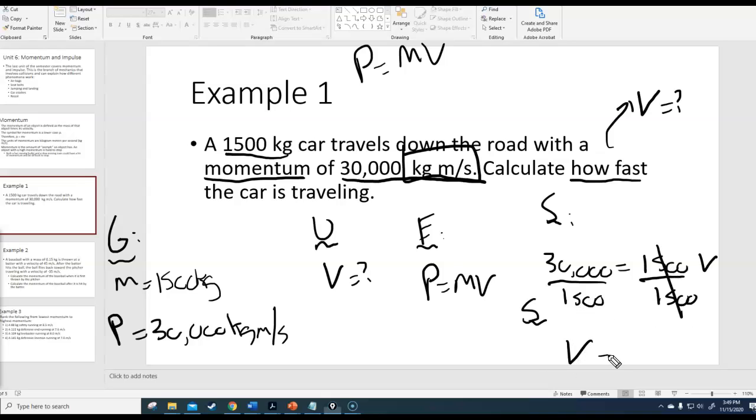And if you do 30,000 divided by 1,500, of course, you get 20. And that's 20 meters per second. And that's how fast the car is traveling. Okay, so just a super easy calculation using the definition of momentum. Pause there if you need to look at some more.